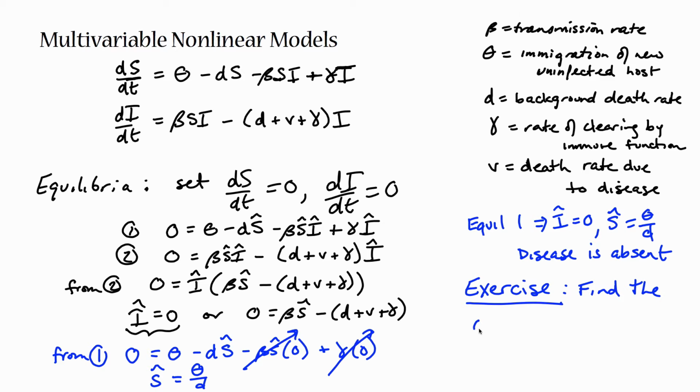So, as an exercise, and partly because I'm running out of room, find the other equilibrium. Because intuition should tell you the state where nobody is sick is an equilibrium. The state where everyone is sick is probably also going to be an equilibrium. It's just a bit of a hint. But by doing this same simple plugging things back into equations 1 and 2, you can find the other equilibrium where I hat is not equal to 0.